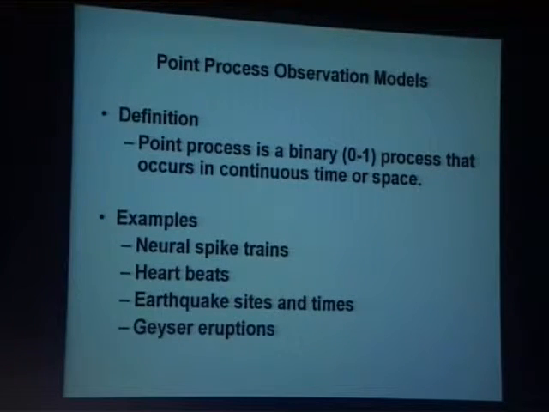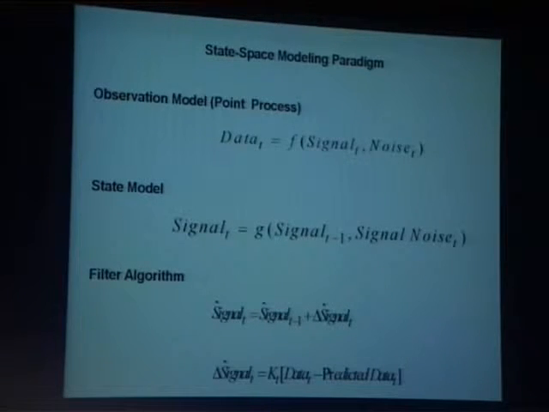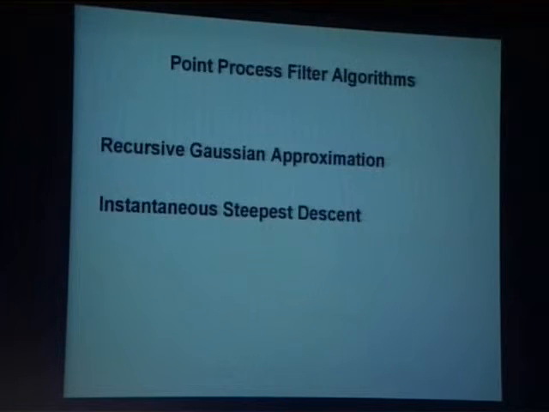All right, so the way we're going to go about this is in terms of point processes. So just the definition: point processes are binary 0-1 processes that occur in continuous time, and these are examples of point processes that many of you are far more familiar with than I am. And again, just to set up the framework, this is going to be a state-space framework in which we have some observations, which are going to be our point process, and we have a state model for something evolving in time, and we're going to look to design some filter algorithms, which use the data to make some best estimate of the signal based on this incoming stream of data, where the incoming stream of data, in this case, is the spiking activity, the point process.